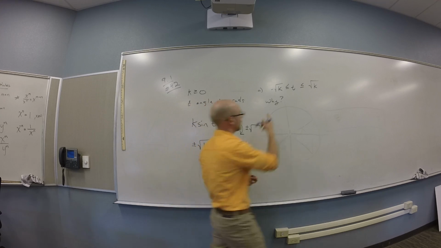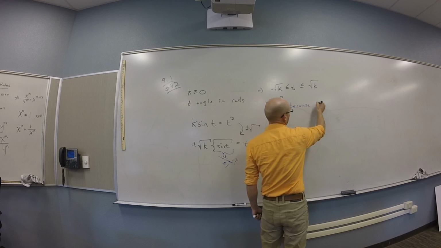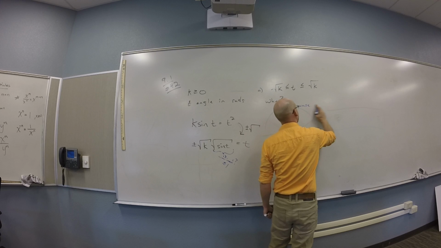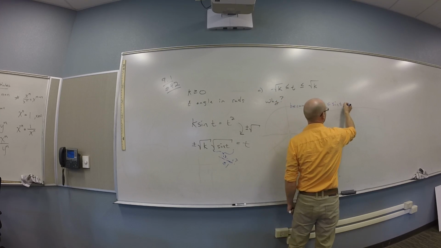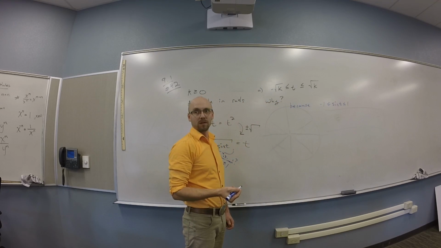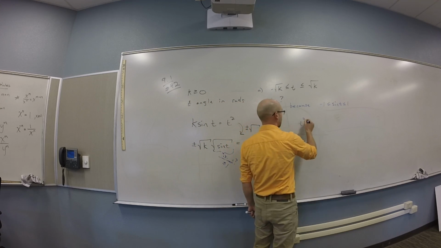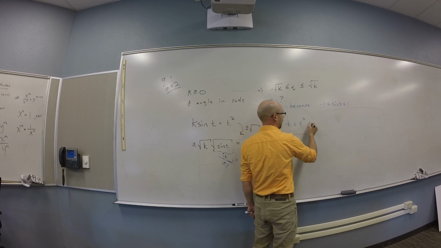So really, you could phrase this as: because negative 1 is smaller than sine of t is smaller than 1, guys with me on that? Okay. And so that'll force t squared to live between minus k and k.